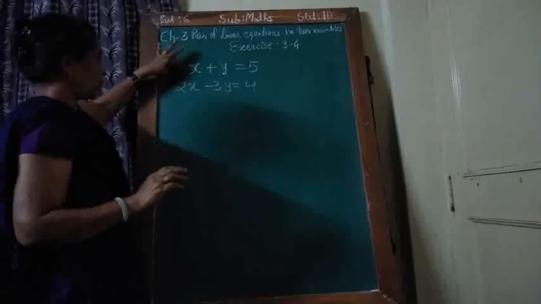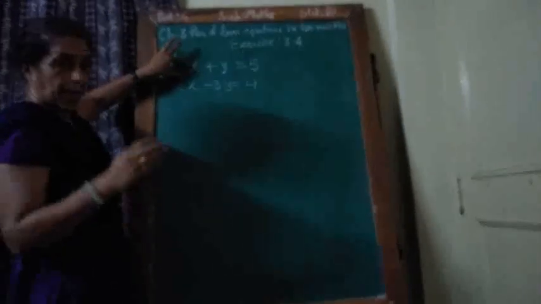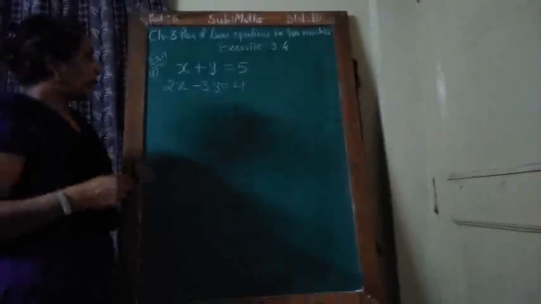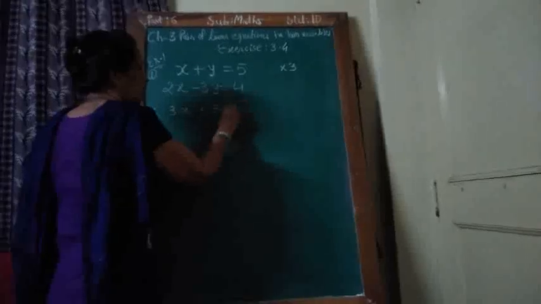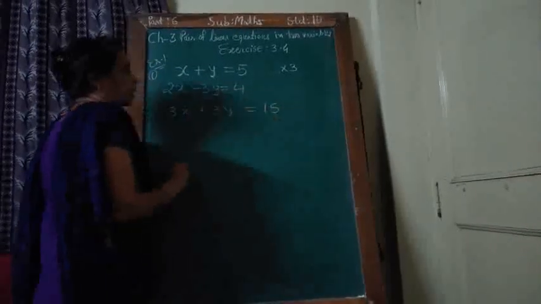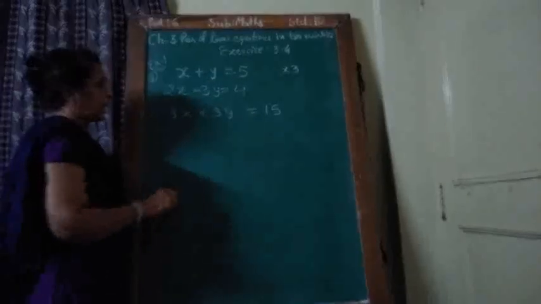Okay, here if you make the coefficient of x the same, then you have to change the sign, because to cancel the x variable, here 2x, here 2x, you have to change the sign so that 2x minus 2x becomes 0. So better to multiply equation 1 by 3, so that 3x plus 3y is equal to 15. I multiply all the terms of equation 1 by 3.